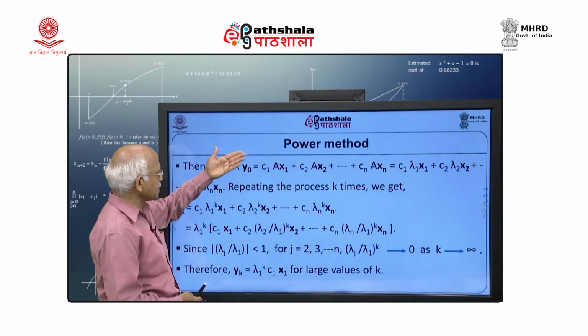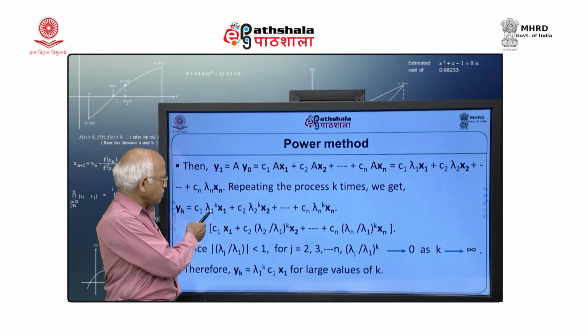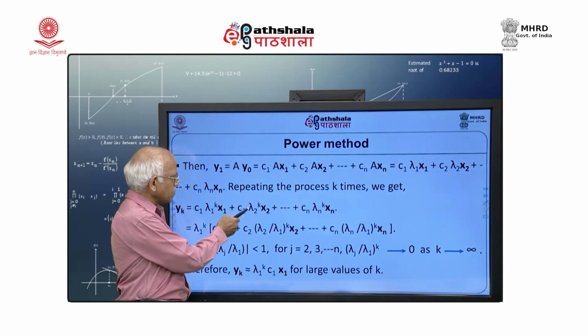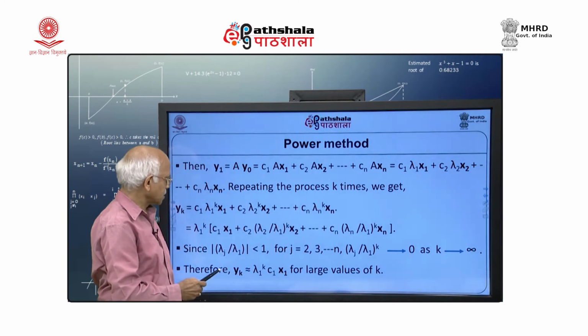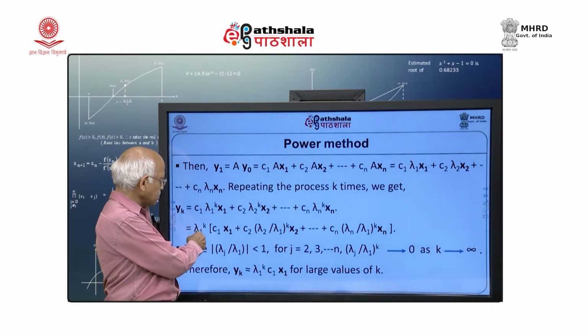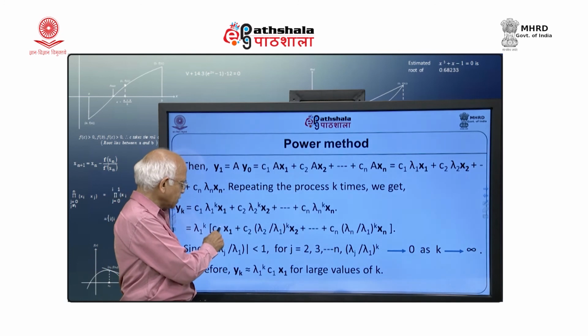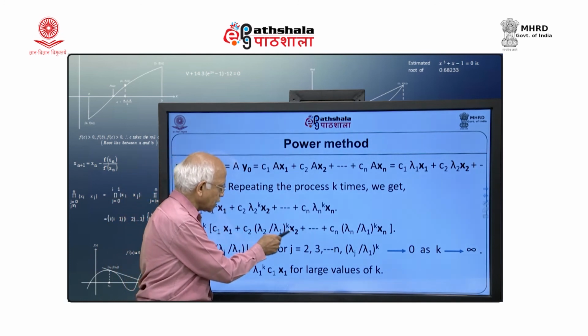Now, if I do this k times, I will get that y k bar can be expressed as C 1 lambda 1 raised to k x 1 bar, plus C 2 lambda 2 raised to k x 2 bar, and so on up to C n lambda n raised to k x n bar. Therefore, if I take lambda 1 raised to k common, I can express this as C 1 x 1 bar plus C 2 lambda 2 by lambda 1 raised to k x 2 bar, and so on and so forth.